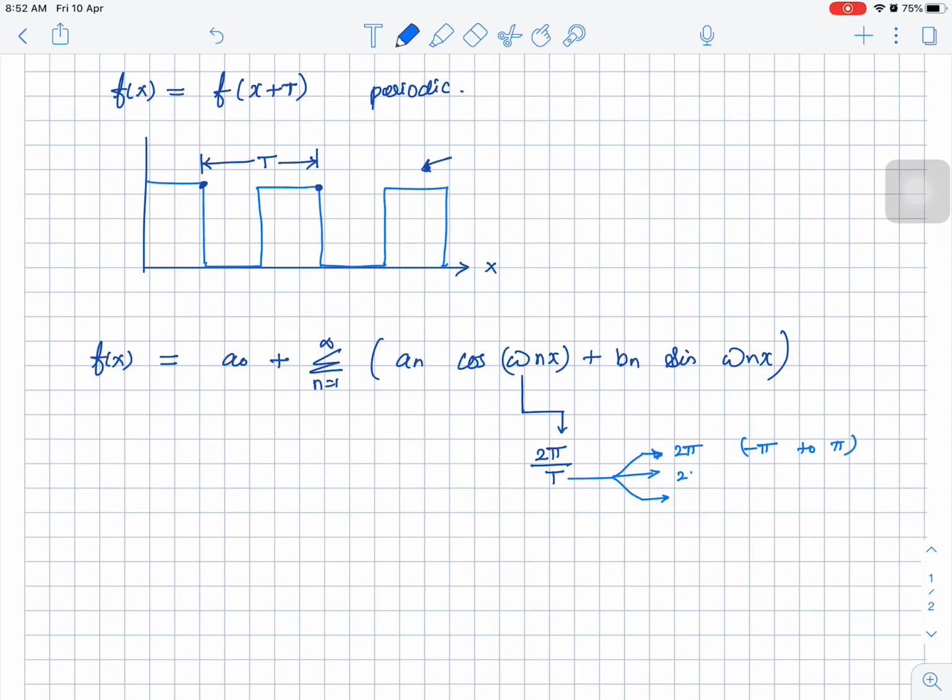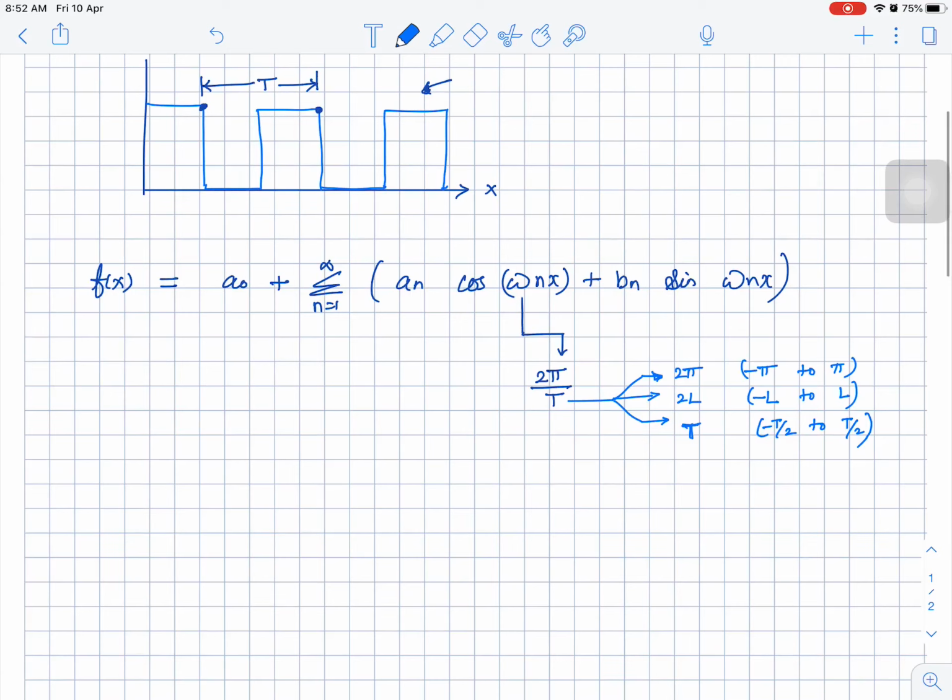So this can be 2l where the limit goes from minus l to l, or this can be simply the time period T where it goes from minus T by 2 to T by 2. So now we need to know what this an, bn and a naught are. So a naught is the average.